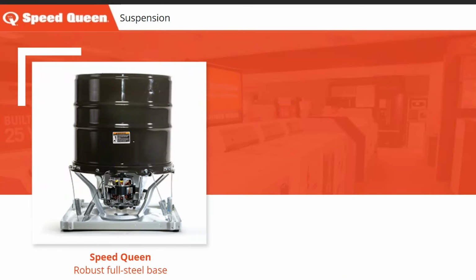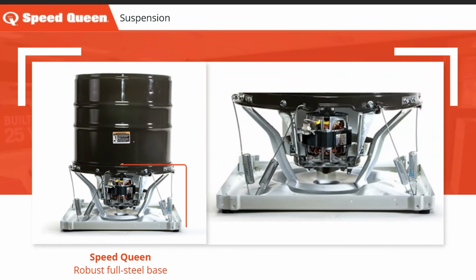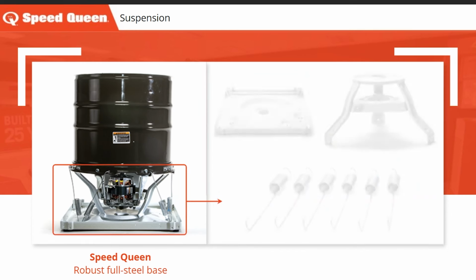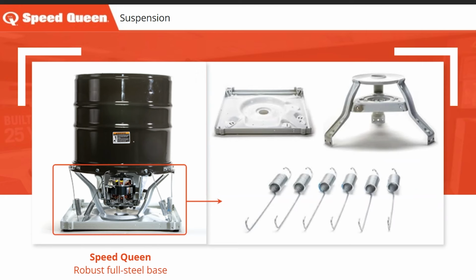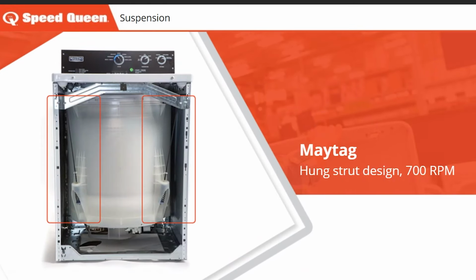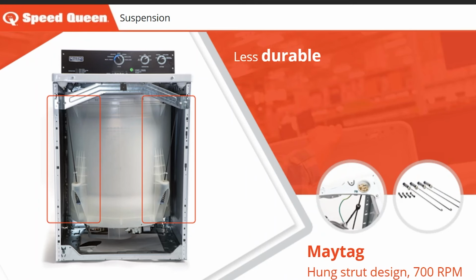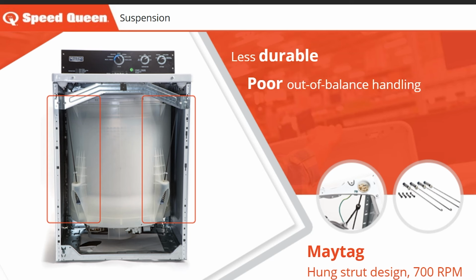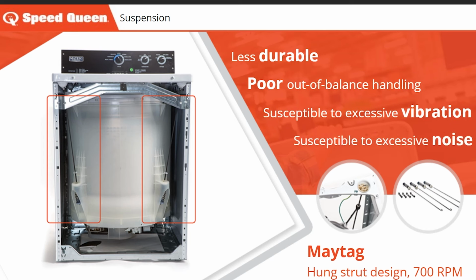Let's now compare the suspension systems. Speed Queen uses a full steel solid base suspension system. The Speed Queen tubs directly connect to the base of the machine. The Speed Queen TR7 suspension is mounted on a solid full steel base with 6 heavy-duty springs. Maytag's tub is hung from the top of the cabinet and doesn't have a base. Maytag's suspension system has a less durable design. The suspension system cannot handle out-of-balance loads well and is susceptible to excessive vibration and noise.